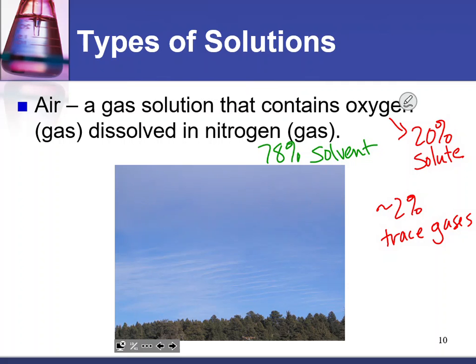So that is definitely a mixture. That is definitely a solution, a homogeneous mixture. I don't want you to miss that one on the SOL. It's very important. Okay, that one is frequently asked. That's why I'm making sure that you understand that air is a mixture.